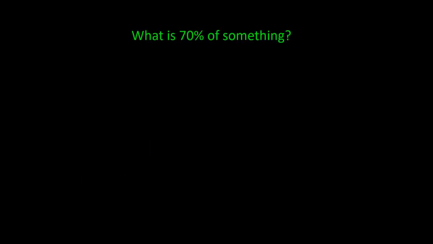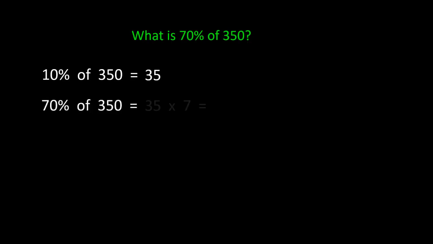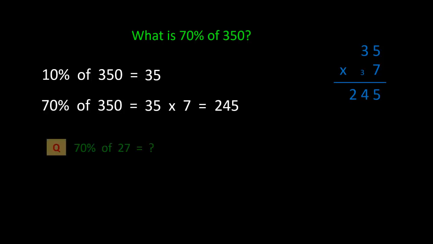What about 70% of something? Well, that's similar, isn't it? Let's find 70% of 350. Well, first of all, find 10%. It's 35. And 70% is 35 times 7. And we'll do a little multiplication like that. You might use a different way, but the answer is going to be 245. You might use a grid method or some other method, but the answer should be 245.